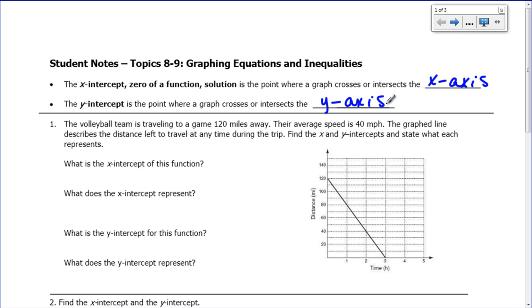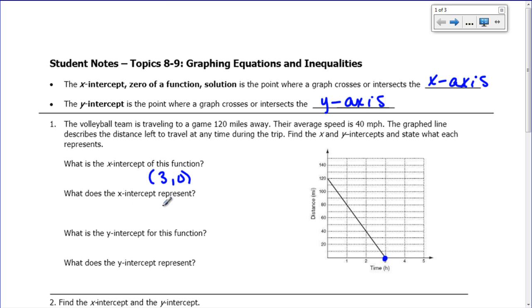So number 1 here, the volleyball team's traveling to a game that is 120 miles away. Their average speed is 40 miles per hour. The graphed line describes the distance left to travel at any time during the trip. Find the x and y intercepts and state what they represent. So the first thing says, what's the x-intercept? Well, if we go to our definition, x-intercept is where the graph crosses the x-axis, so that's right here at 3, and so the x-intercept is going to be (3, 0).